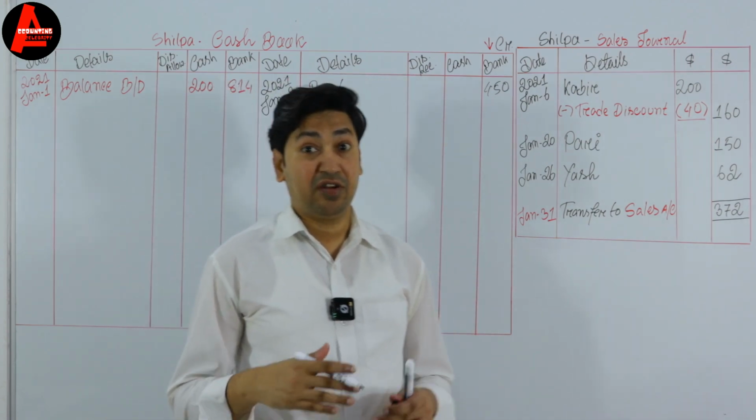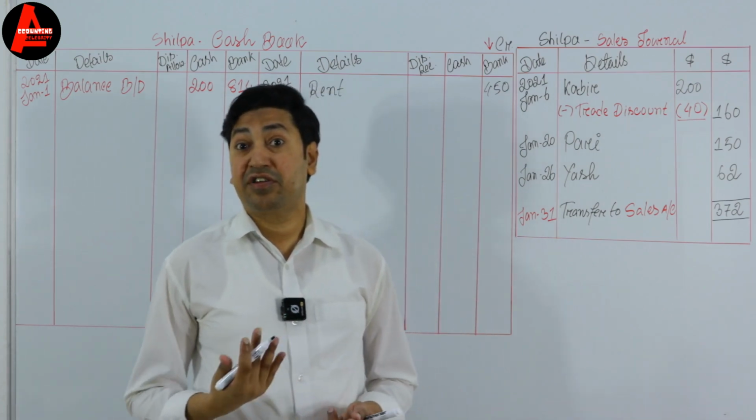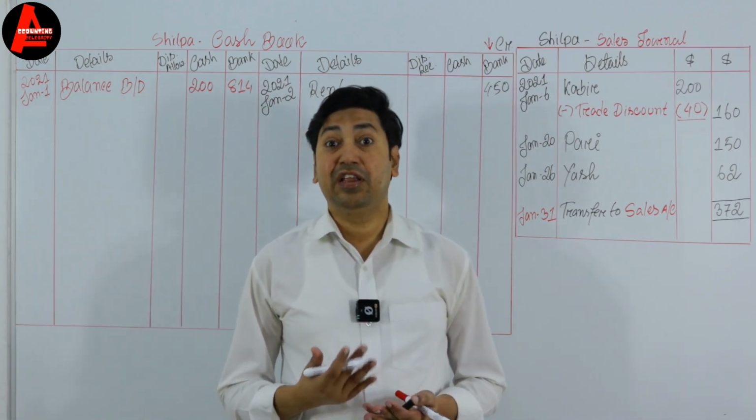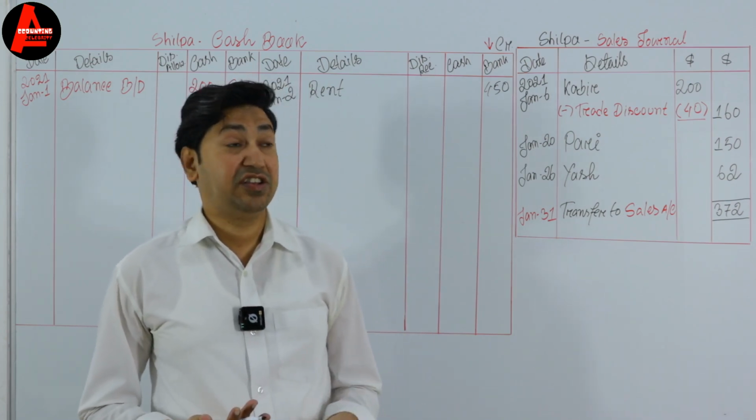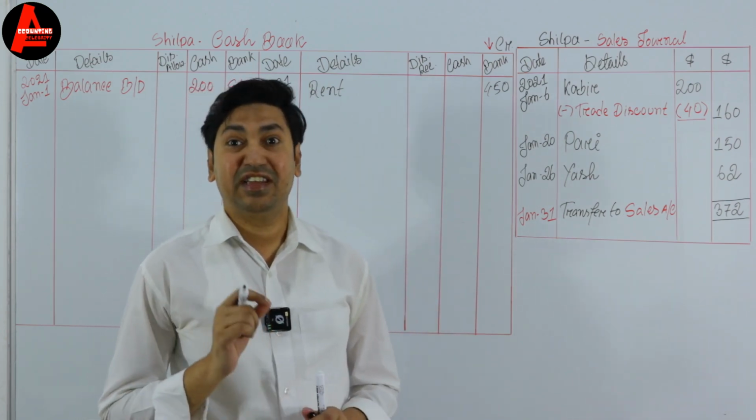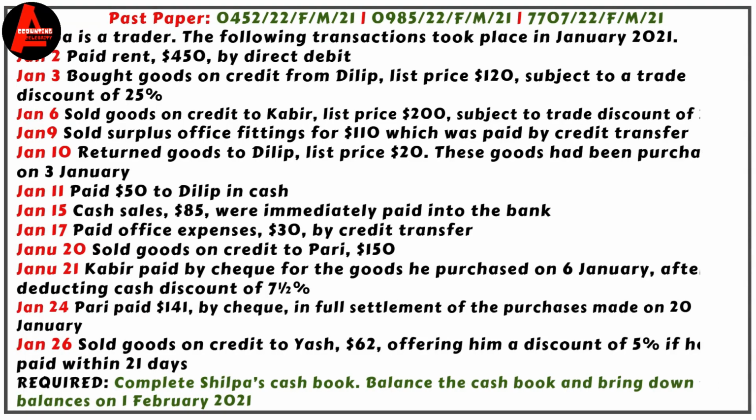Now you might be thinking why this is given. Just to check your understanding. If you understand properly, you will never make a mistake. But many of you, we see, write this transaction here in the cash book. It is incorrect.